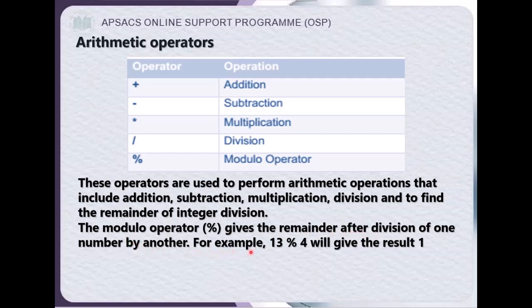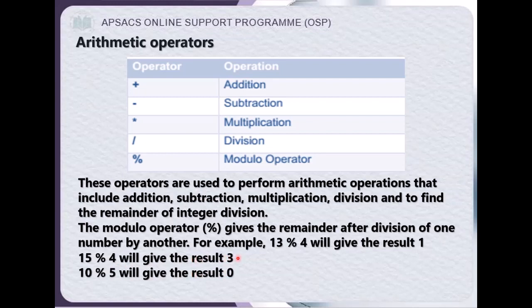For example, 13 remainder 4 will give the result 1, 4 3s are 12 and the remainder value is 1. Similarly, 15 remainder 4 will give the result 3, 10 remainder 5 will give the result 0, 5 2s are 10, so there is 0 value as remainder, and 4 remainder 5 will give the result 4.